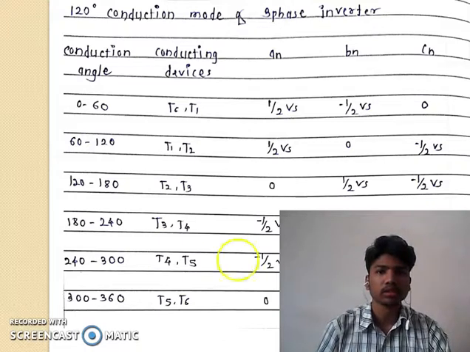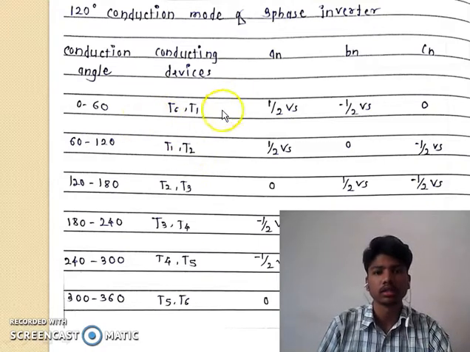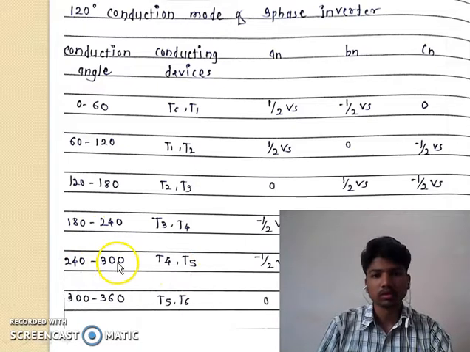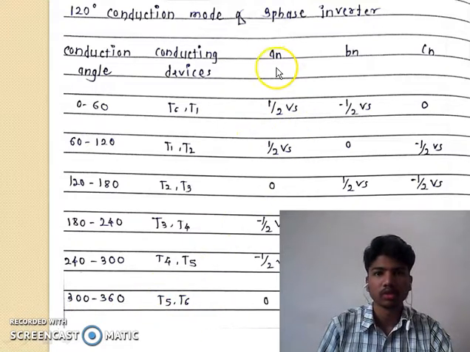The conducting devices at 0 to 60 are T6 and T1. At 60 to 120, thyristors T1 and T2 are conducting. At 120 to 180, T2 and T3 will be on. At 180 to 240, T3 and T4. At 240 to 300, T4 and T5 are conducting, and at 300 to 360, thyristors T5 and T6 are conducting. The output voltage VAN is 1/2 Vs.